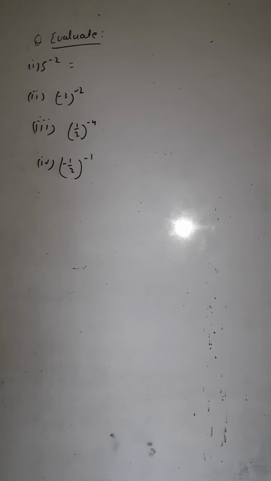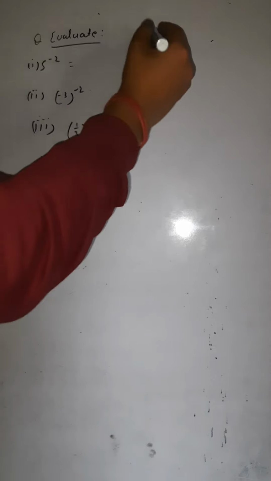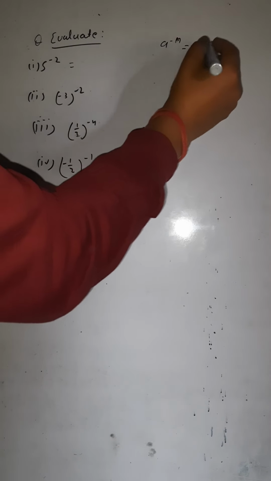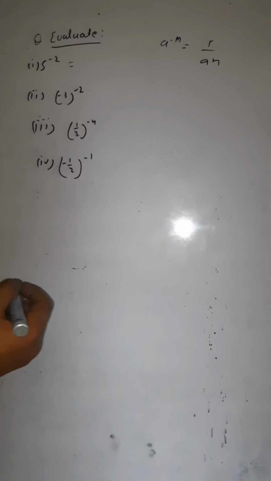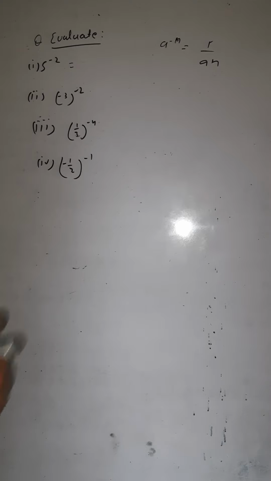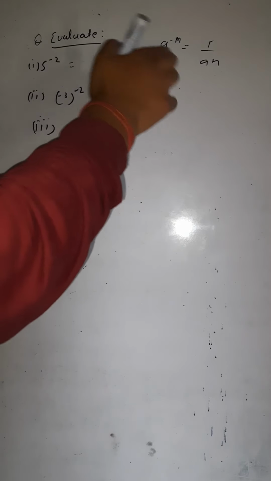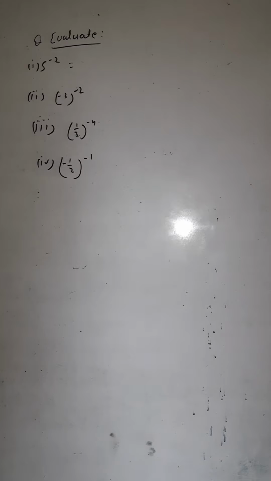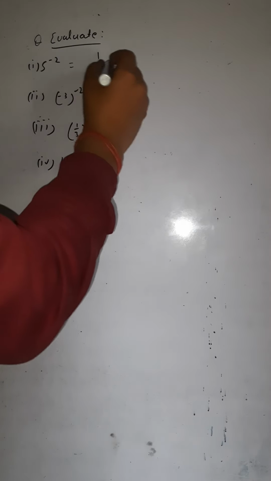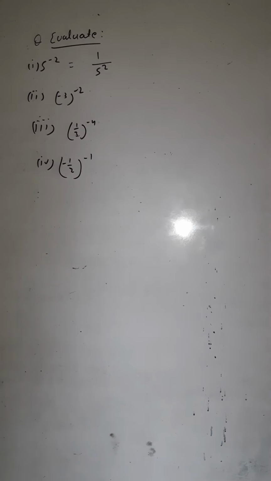5 raised to the power minus 2. So we can use the first formula, that is, if it is a raised to the power minus n, it can be written as 1 by a raised to the power plus n. The power would be positive now. A similar condition is here also. It is 5 raised to the power minus 2, so it can be written as 1 by 5 raised to the power 2.